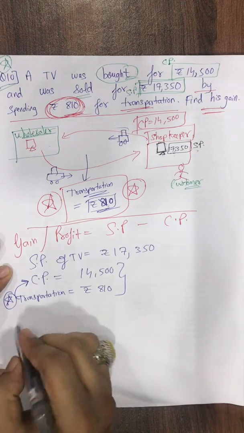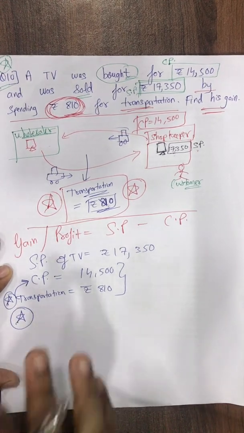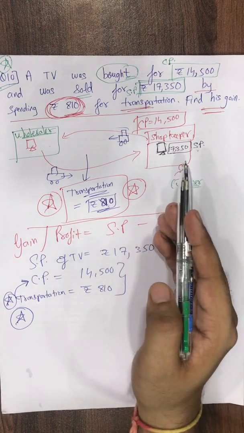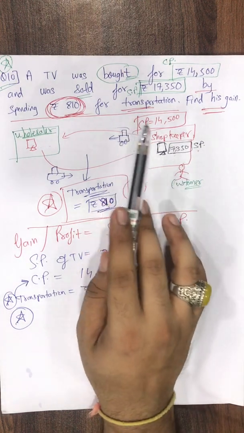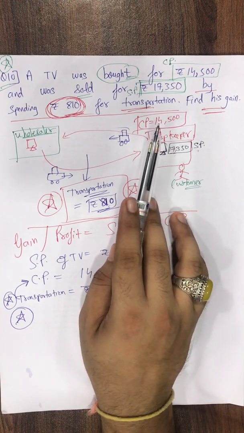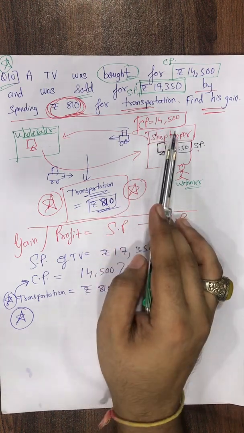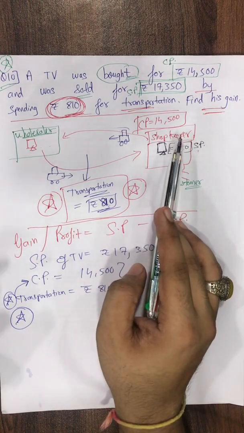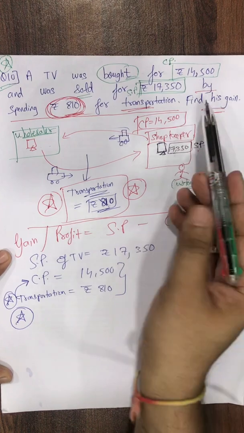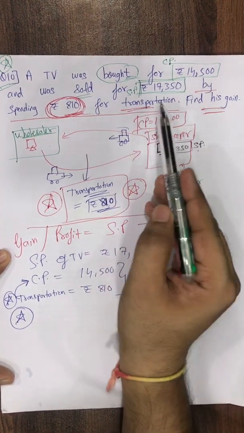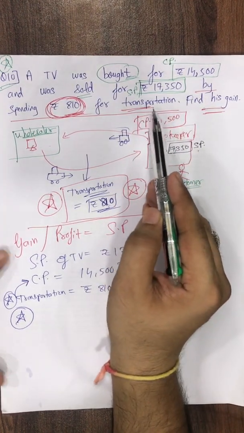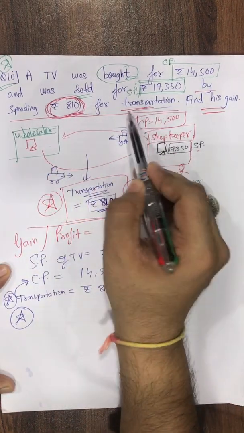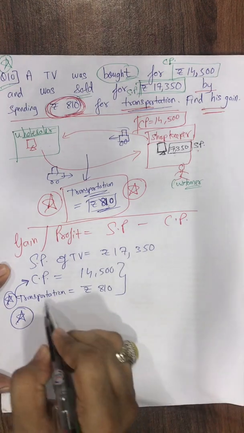Now students, this is very important whenever any extra expense is given to you. Pay attention please. In question number 12, which is a homework question, they have told that a carpenter repainted it for rupees 50. So that rupees 50 is the extra expense. Whenever an extra expense is given, in question number 12 it is given as repainted: an extra expense of 50. In this question, an extra expense of 810 in the name of transportation is given. That has to be added to the cost price.